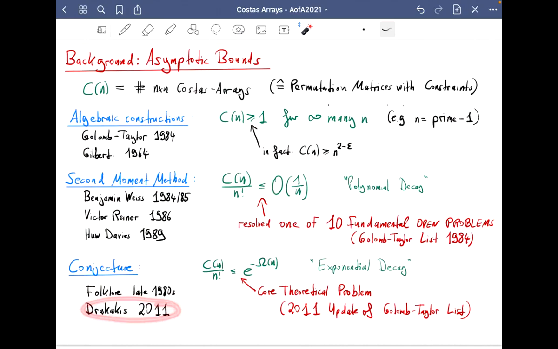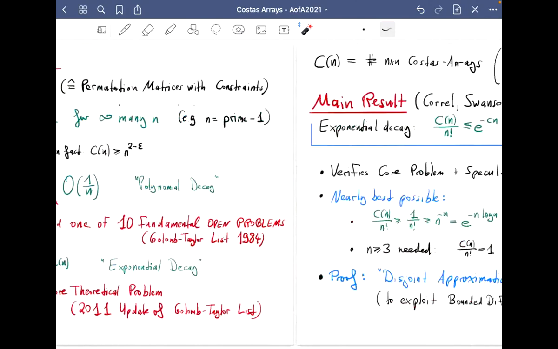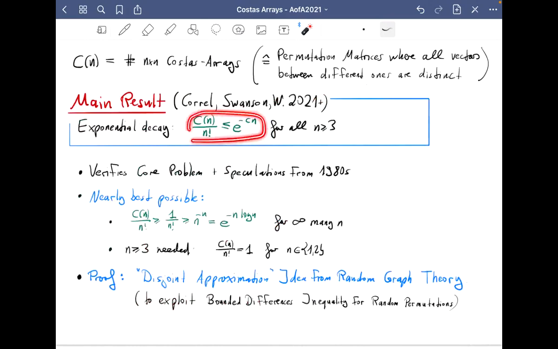And this is exactly what we showed here in joint work with Bill Correll and Chris Swanson. We indeed showed that this quantity decays exponentially, so we have some explicit constant c bigger than 0, so the number of n times n Costas arrays divided by n factorial is at most e to the minus this constant times n. Again, the intuition is that if you select a random n times n permutation matrix, the probability that it is actually a Costas array decays exponentially. So this verifies this core theoretical problem that can be traced back to these folklore speculations from the 1980s.